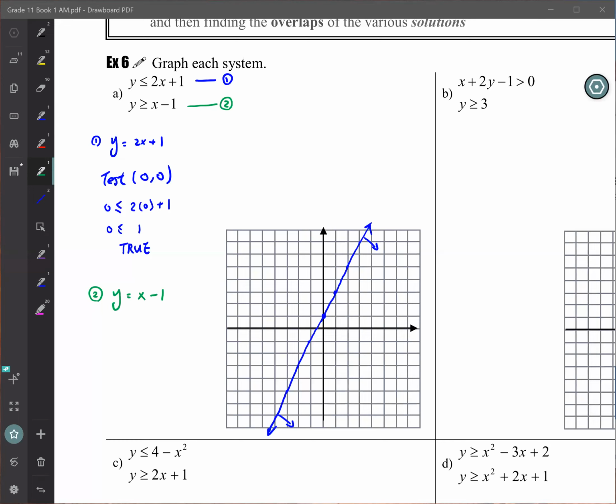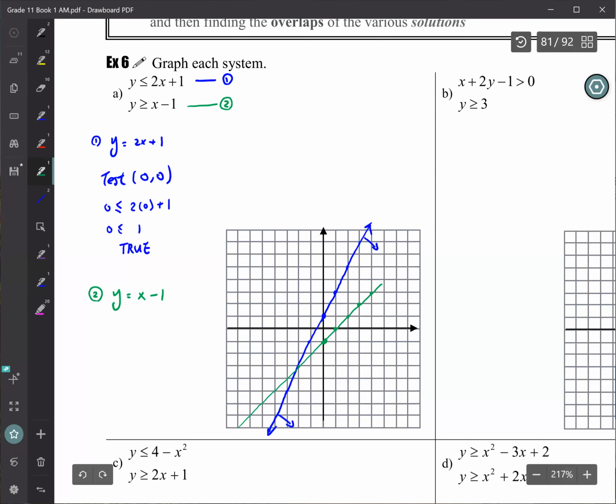All right, almost all done. Okay, this one we have a y-intercept of -1, right? Slope of 1, so it goes like this. And then solid line, right? Because we have an equal sign. Okay, so we can draw a solid line across.